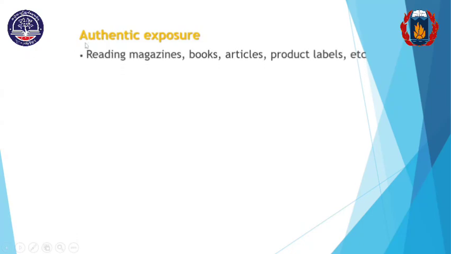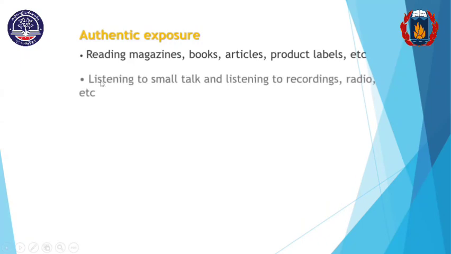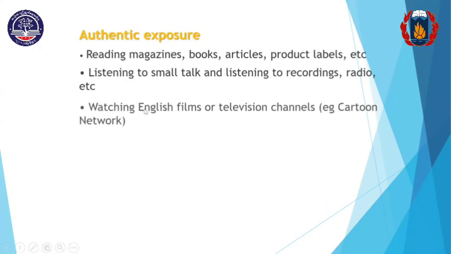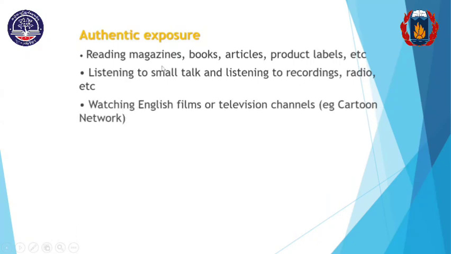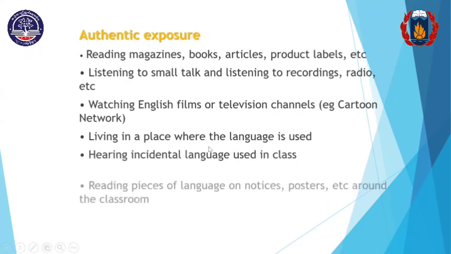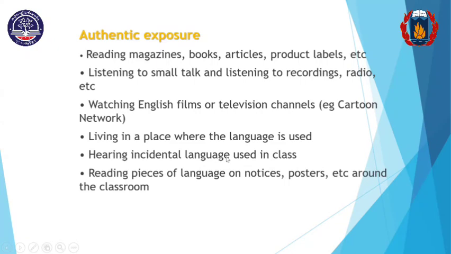As we discussed earlier, authentic exposure means reading magazines, books, articles, product labels, or listening to small talk or recordings or radio like that. And sometimes watching film or television channels, and then living in a place where the language is used, or hearing incidental language used in class, and reading pieces of language or notices and posters around the classroom. So these are authentic exposure.